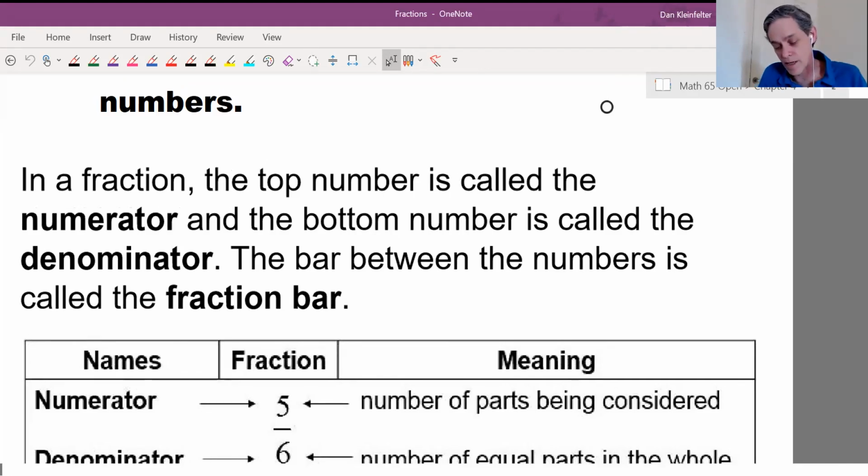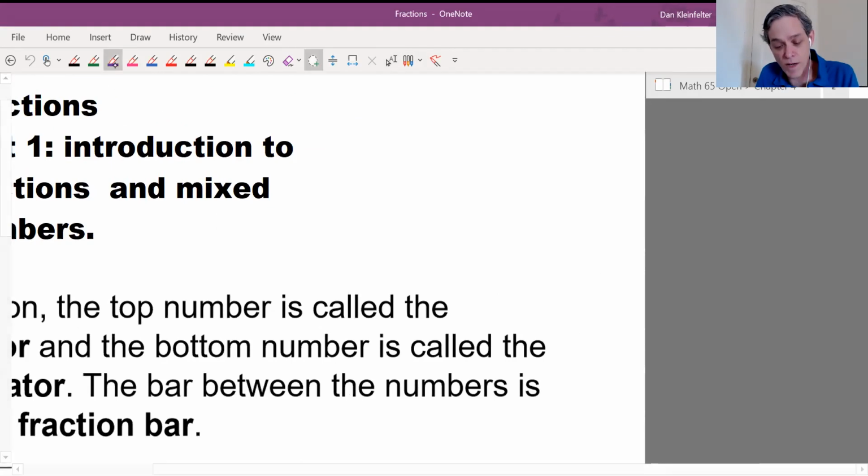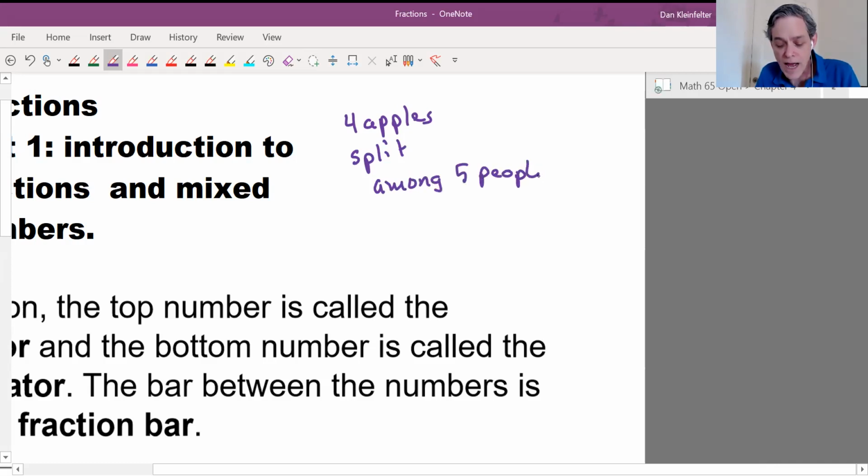But so far, we don't have ways of answering questions like, if you have, let's say, 4 apples and you need to split them among 5 people, how much apple does each person get? There's no way to answer this question using just the whole numbers. And so that's where fractions or decimals come in.